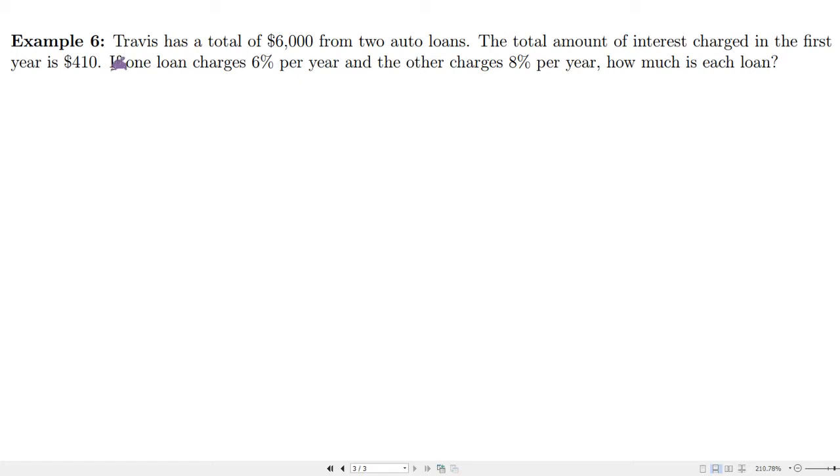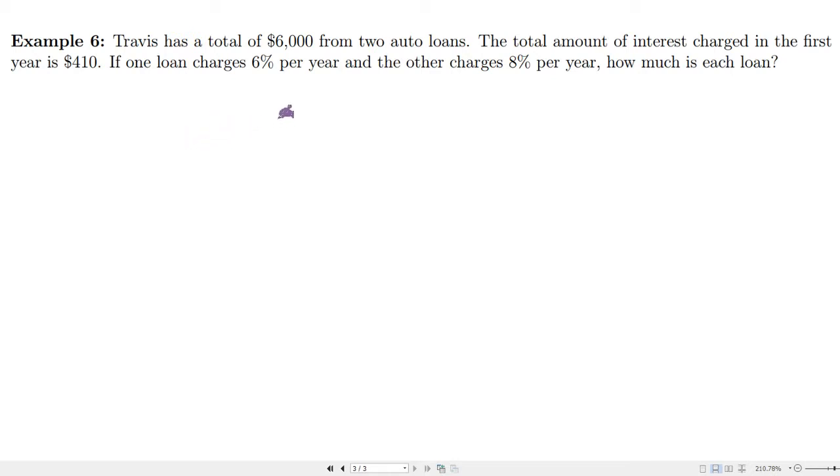Okay, so Travis has a total of 6,000 from 2 auto loans. The total amount of interest charged in the first year is 410. One loan charges 6% per year and the other charges 8% per year. And how much is on each loan? So see, it's a very similar problem to the credit card problem. You have two interest rates. We know how much was charged in the first year and the total amount that's split between the two loans. So you can solve this problem identically to the way that we did it up above. But let me set up a kind of a table the way that the text does.